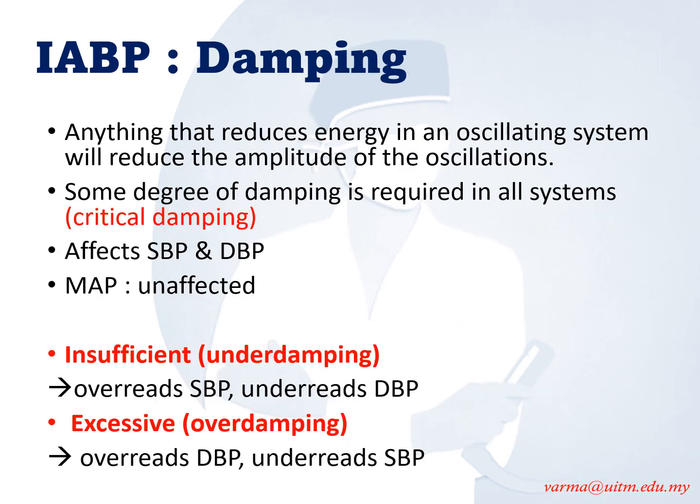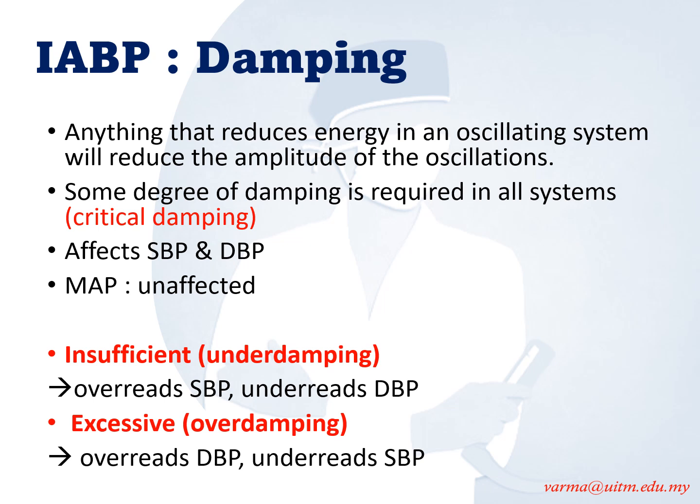Next, we move on to damping. Damping is anything that reduces energy in an oscillating system and reduces the amplitude of the oscillation. It means what is being suppressed. Damping is something that suppresses the oscillation in the system, equivalent to energy being dissipated from the system. Some degree of damping or suppression of energy is required in all systems, which is called critical damping. Damping affects systolic and diastolic blood pressure, whereas mean arterial pressure is unaffected.